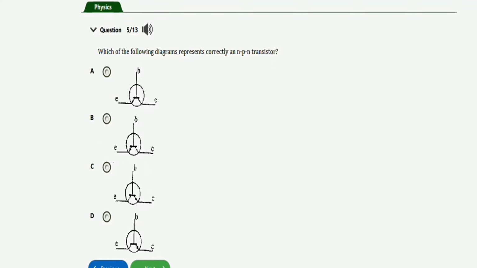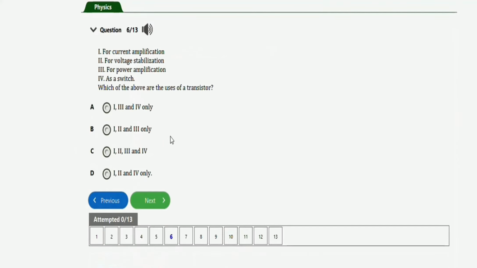The next question says which of the above are the uses of a transistor? For current amplification, that's correct. For voltage stabilization, that's wrong. For power amplification, that's correct. As a switch, that's correct. So the right option will be the one that has I, III and IV. That's option A, the right option here.